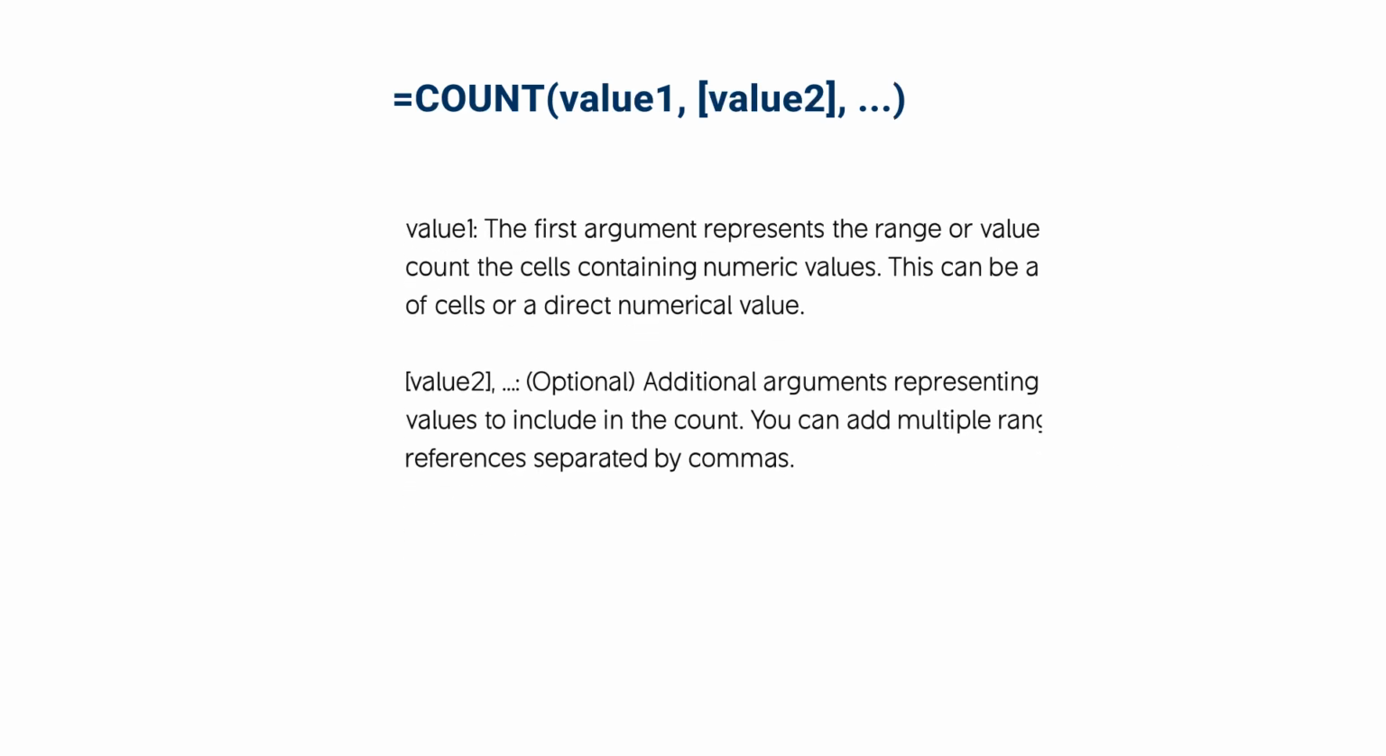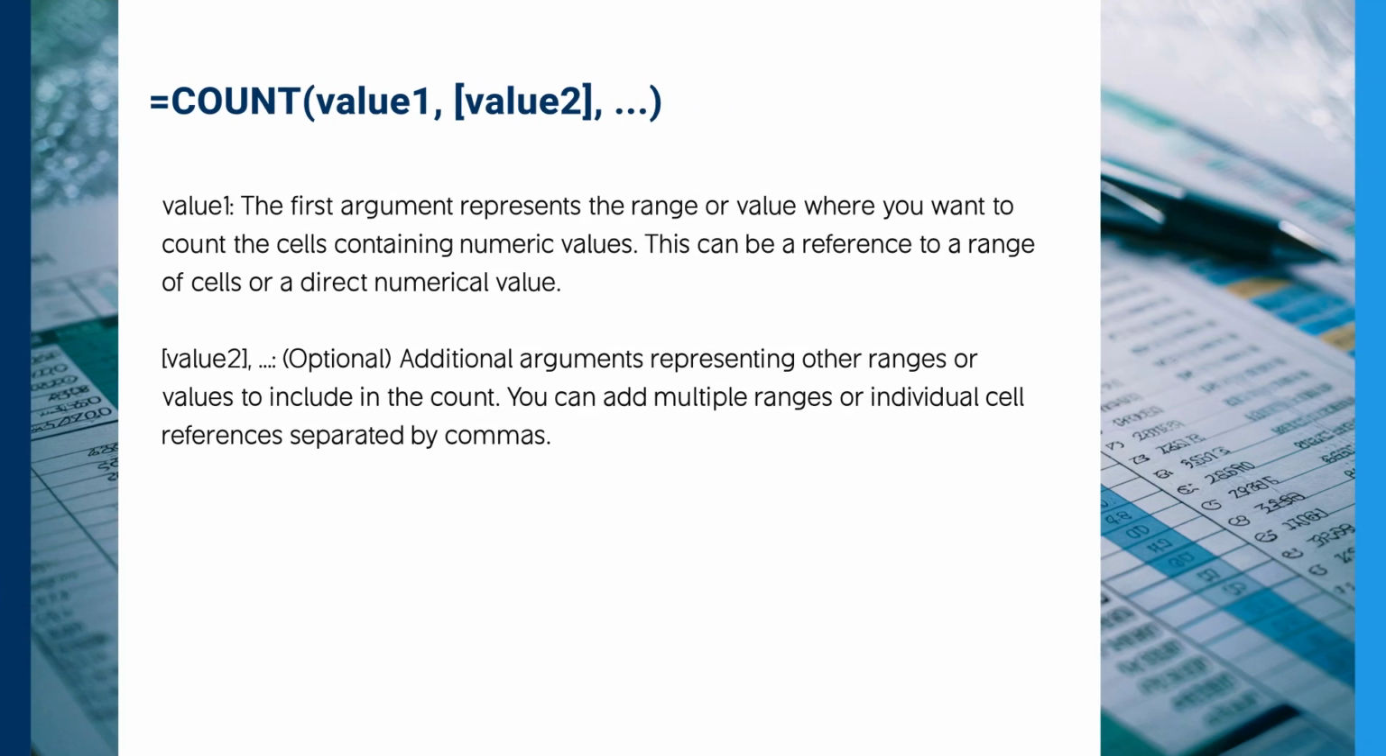Let's dive in. Let's break down the syntax of the COUNT function. Here's what each part means. Value 1. The first argument represents the range or value where you want to count the cells with numbers. It can be a reference to a range of cells or a direct numerical value. Value 2. Additional arguments that represent other ranges or values to include in the count. You can add multiple ranges or individual cell references separated by commas.